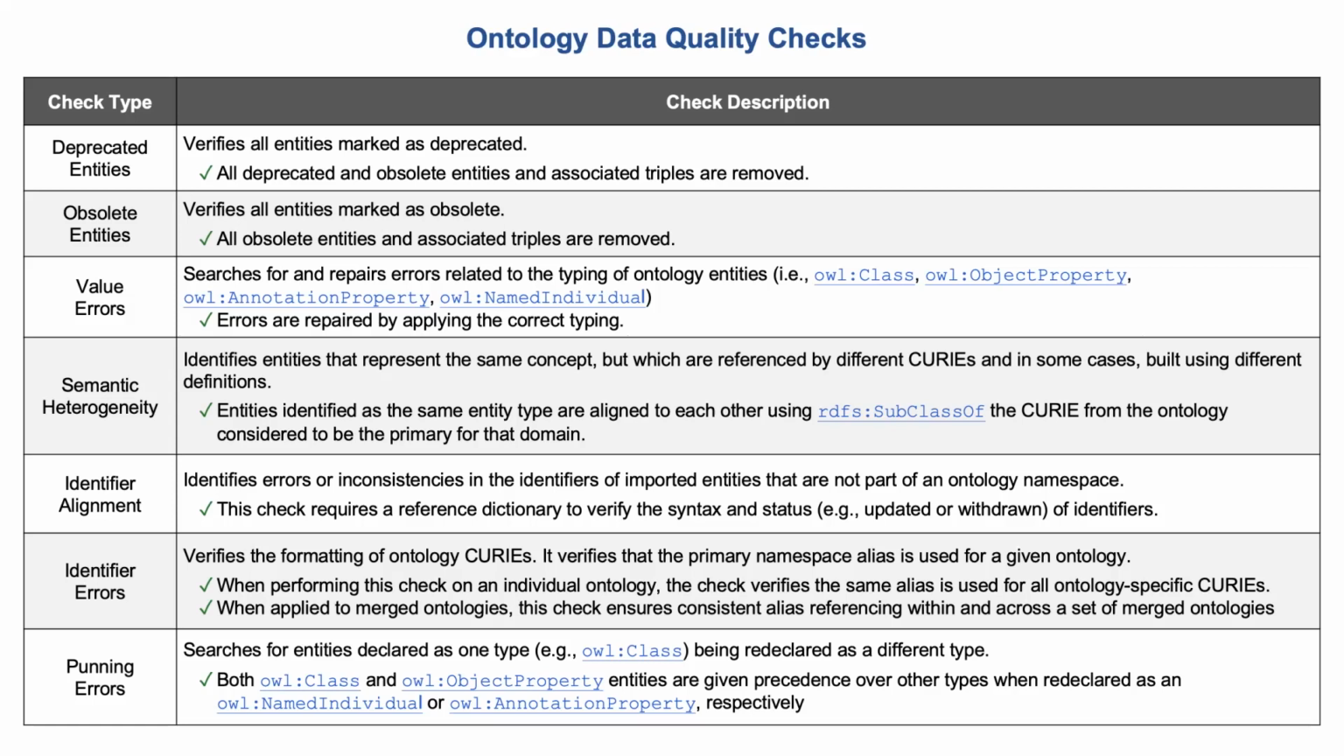As shown in this table, the checks included the assessment of deprecated and obsolete entities, verification of value errors like typing, examination of semantic heterogeneity, like identification of entities that are the same object, but which have different identifiers, alignment of identifiers, and recognition of identifier errors, and finally, the identification of punning errors, which occur when an object like a class is initially declared as a class and then redeclared as something else, like say an object property.